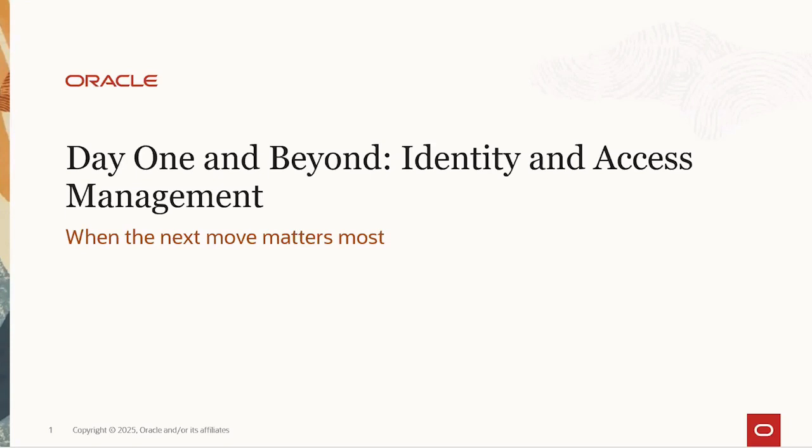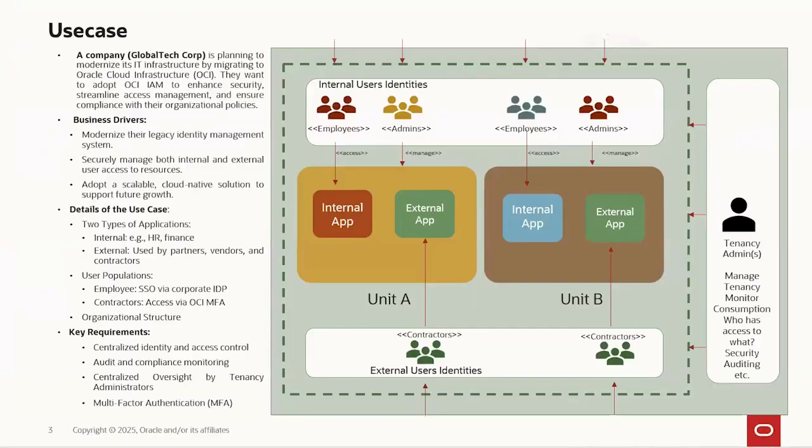In today's interconnected digital landscape, organizations face some challenges, right? The challenges are balancing robust security and granting seamless access to your employees and partners. Today, we have an example of a company called Global Tech Solution, which faces some challenges. They want to move away from their legacy identity access management system and modernize their authentication. They want to securely give access to their internal and external users and also adopt some cloud native solutions.